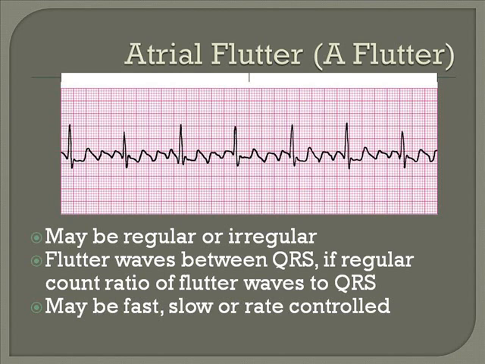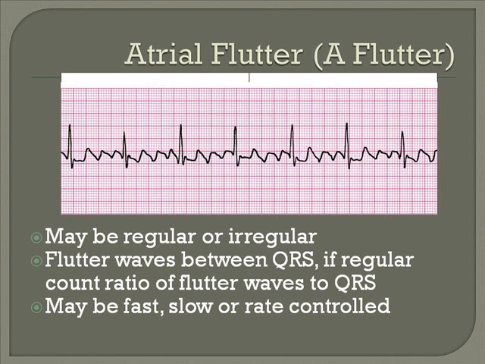So this particular rhythm may be regular or irregular, and you'll notice in between the QRS complexes that there are 3 distinct waves. These are called flutter waves. Those are signs of atrial contractions happening. If you count them out, there are 3 flutter waves to every ventricular contraction for this patient.